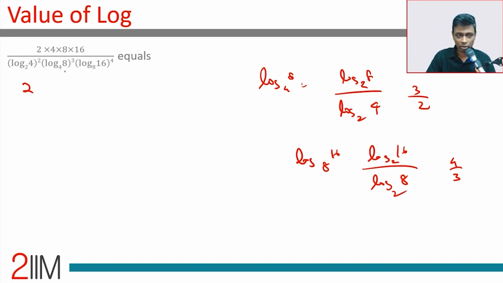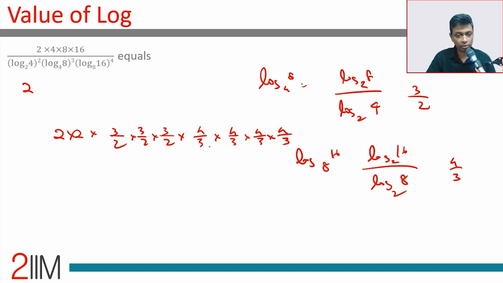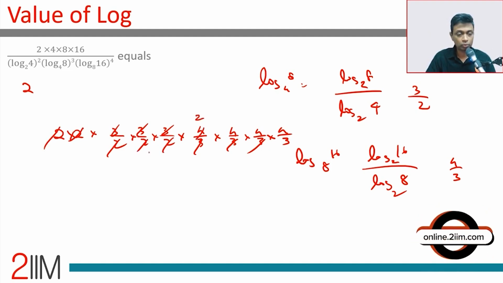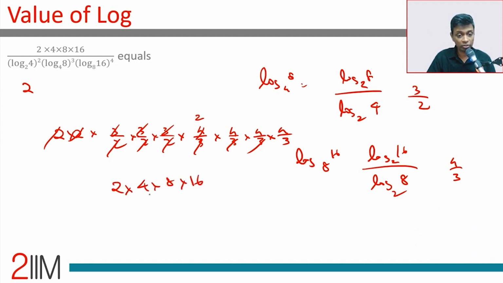2 square into 3 by 2 cube into 4 by 3 power 4. 2 into 2 into 3 by 2 into 3 by 2 into 3 by 2 into 4 by 3 into 4 by 3 into 4 by 3 into 4 by 3. The 3 3's get cancelled. 2 2's get cancelled. This is 2. So now let's plug in the numerator. 2 into 4 into 8 into 16 divided by 2 into 4 into 4 into 4 by 3. That 3 goes here.